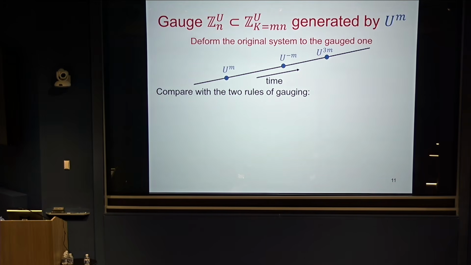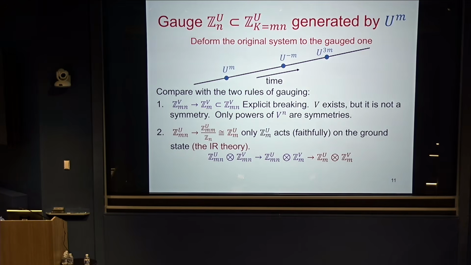So we continue to do that. So let's compare that with the two rules of gauging. Rule number 1 was the explicit breaking. So what happens here, before, V was not gauge invariant. Now V does exist. It is a good operator, but it does not commute with the Hamiltonian. So that's how the symmetry was broken, because V exists, but it doesn't commute with the Hamiltonian.